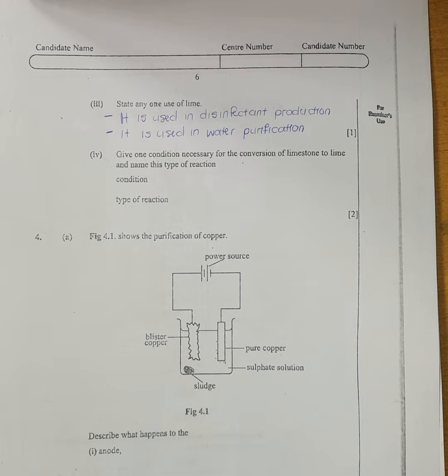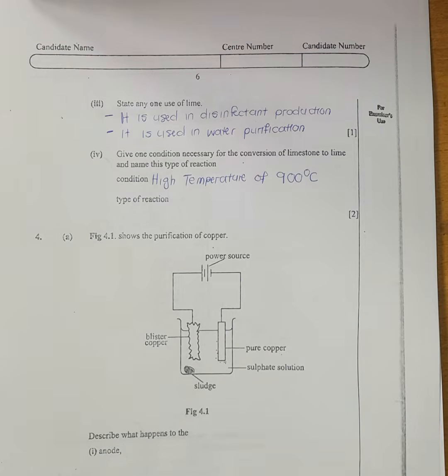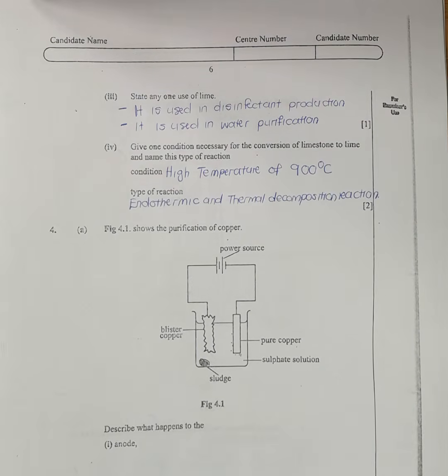So the condition is high temperature of 900 degrees Celsius. And the type of reaction is known as endothermic thermal decomposition reaction. That was all about number 3. Let us move on to number 4.